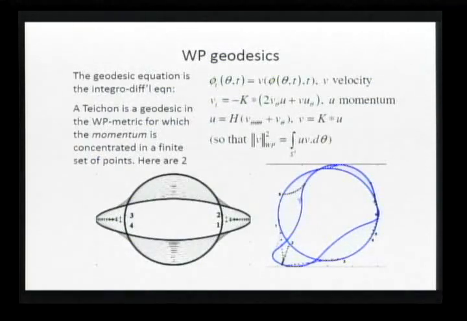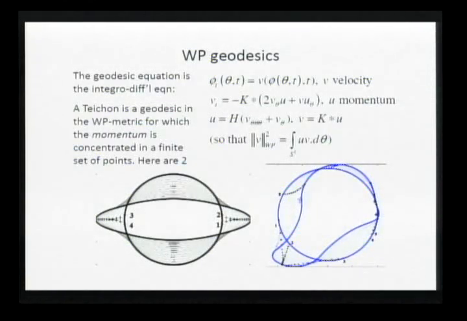And so you can take the momentum to consist of delta functions. In general, the momentum and the velocity are linked by two dual equations, this being a suitable kernel. And the geodesic equation looks like this. It's a little bit like Burgers' equation, involving these derivatives here. So it's fairly simple. And you can let U be a sum of delta functions and easily integrate this.